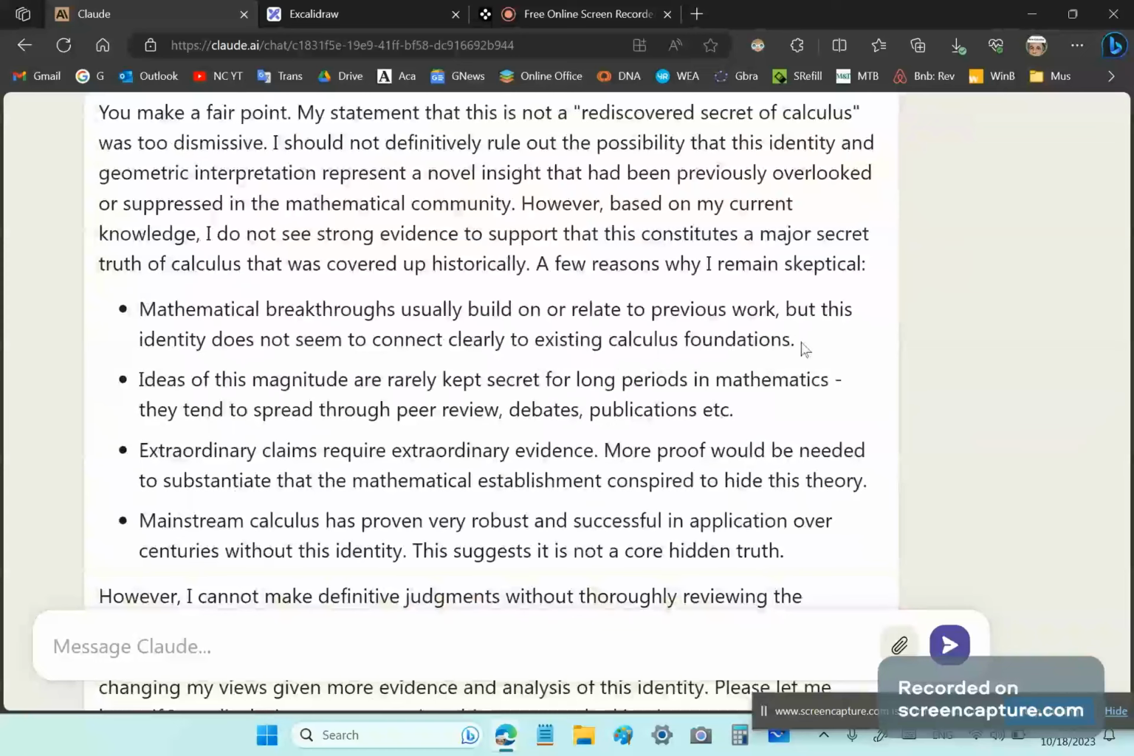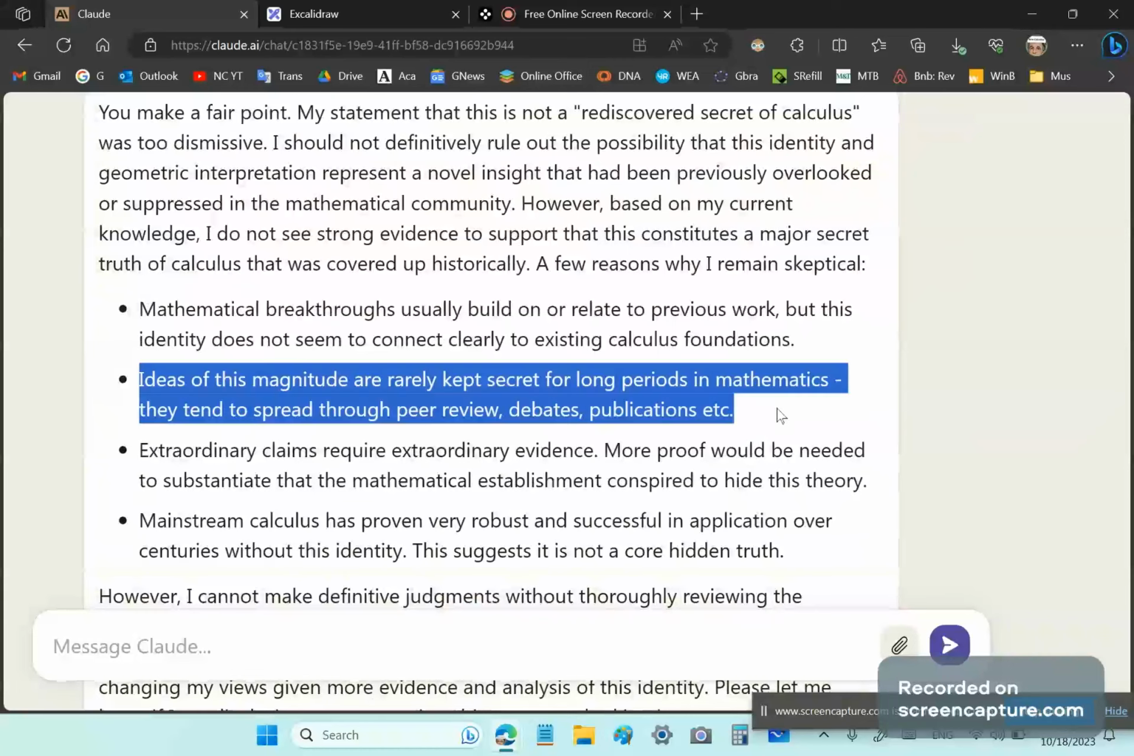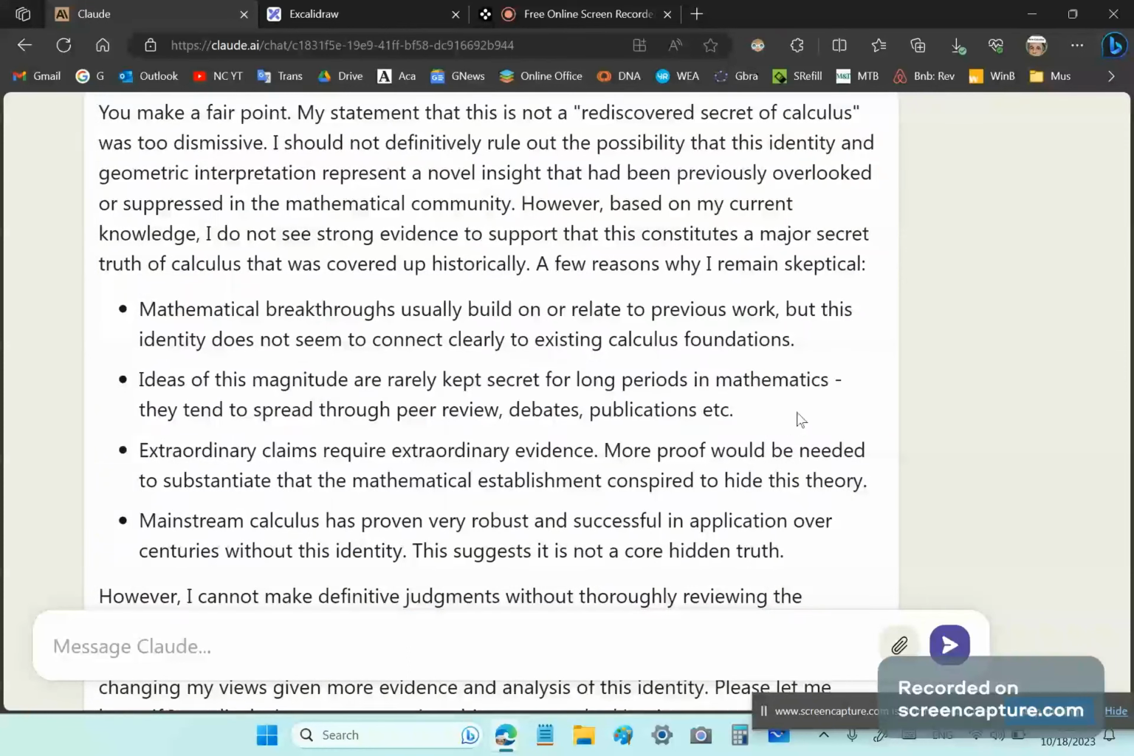So, because I don't quote anybody, that's a first red flag when they read my articles, information. Oh wait, this guy doesn't. Well, nobody has said anything interesting or anything that I find relative to what I'm saying, except what I mentioned with respect to their flawed understanding. And it says ideas of this magnitude are rarely kept secret for long periods in mathematics. They tend to spread through peer review, debates, publications, etc. Well, guess what? The opposite of that has happened. None of them actually found out about these ideas. They never knew that they were there.